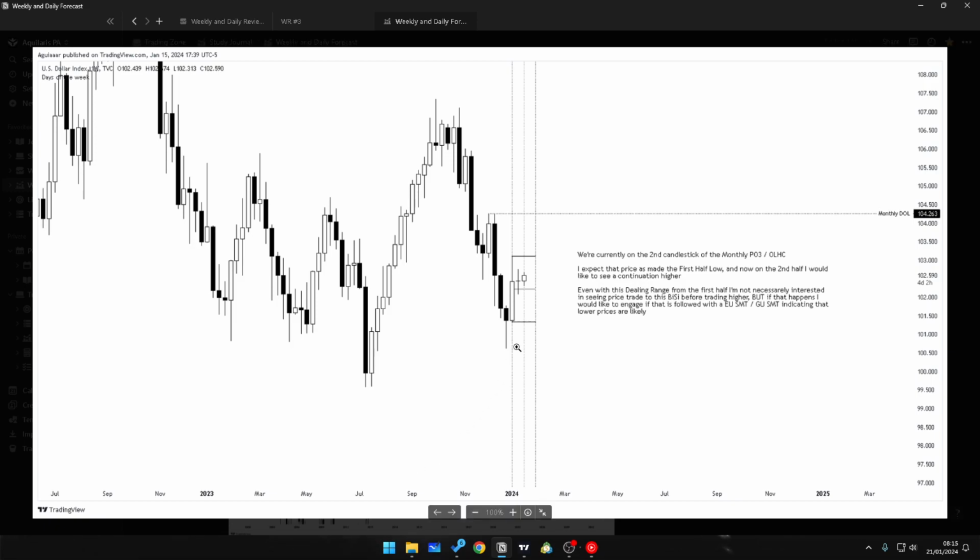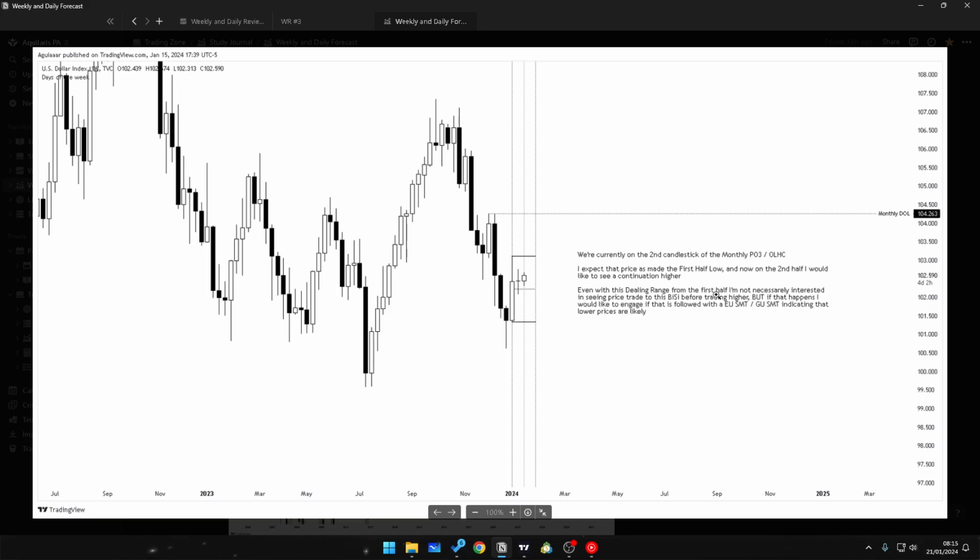I said that we are currently on the second candlestick of the monthly PO3 chart: open, low, high, close. By this I mean that we are on the second half. So first half, week 1, week 2. Second half, week 3 and week 4, which is tomorrow's candlestick. I expect that price has made the first half low, so I expect that price has the low of the month in.